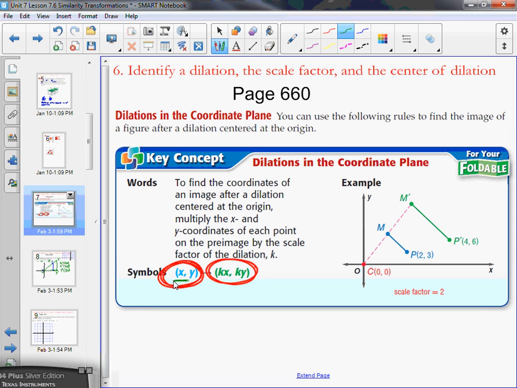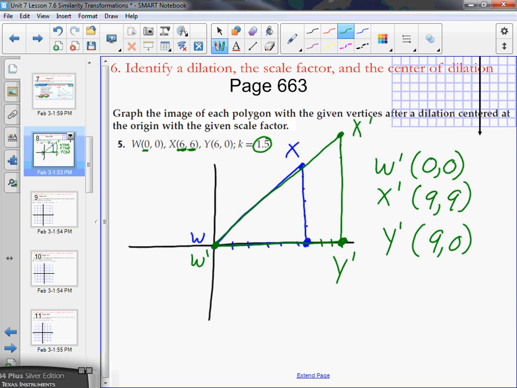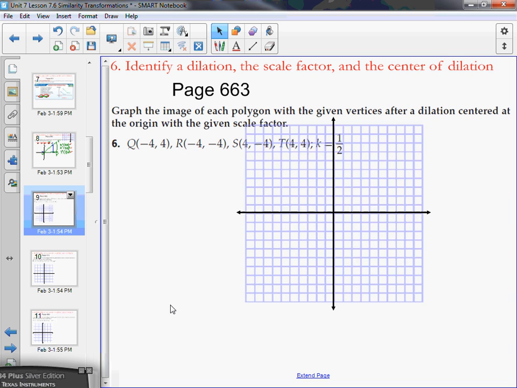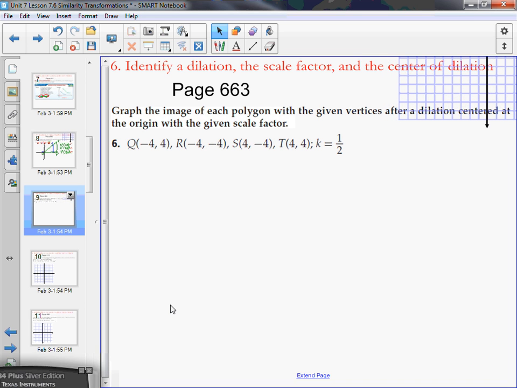Yep. You take the coordinates of the original figure and multiply them both by the scale factor. All I did is I multiplied the coordinates of W by 1.5 and got W prime, then the coordinates of X by 1.5 and got X prime, those by 1.5 got that, then I just graphed them. All right, let's do another one, because this can be easy. Number 6, still on page 663.